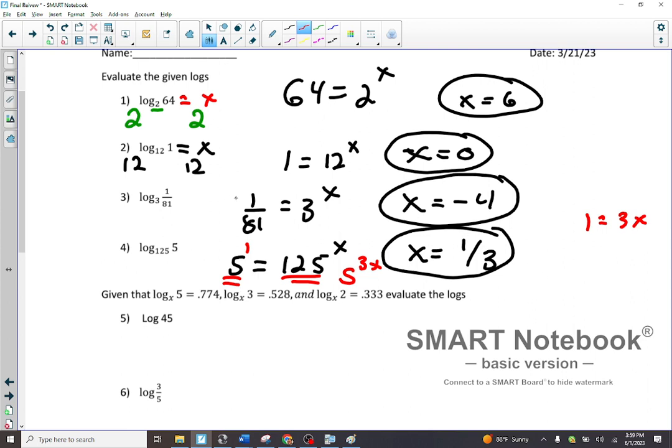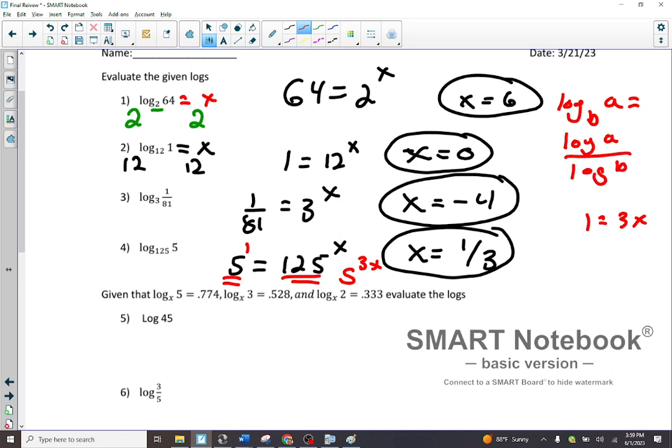And you have your calculator throughout the whole time. So if you know the change of base formula, which is log base B of A, you could always rewrite it as log A over log B.